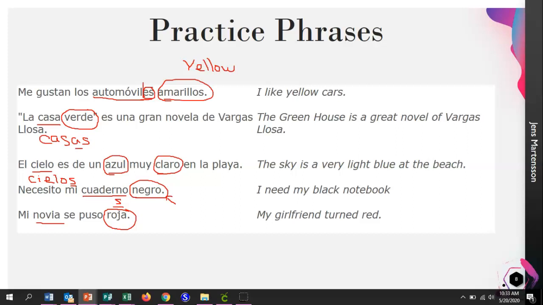If we wanted to make it plural, cielo would need an S after the vowel. Now if we wanted to make the rest work with that noun, we would have to change claro to plural by adding an S. So then it would read, el cielo es de un azul muy claro.